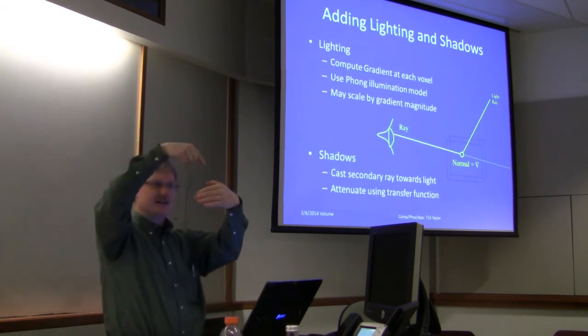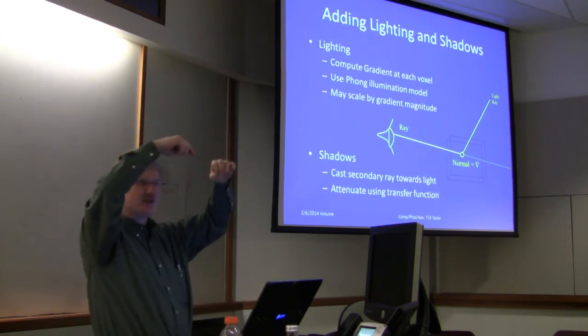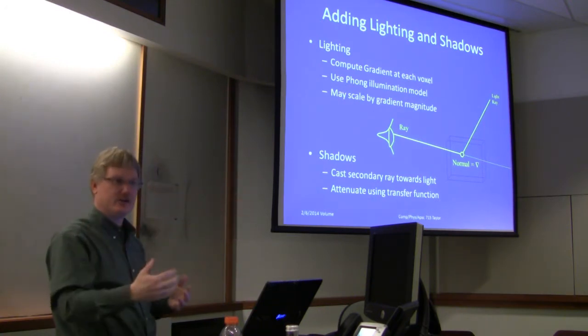And then you just do lighting the same way we talked about in terms of Phong shading, the specular term plus the diffuse term. In this case, the ambient term is just the additive value coming in from volume rendering.